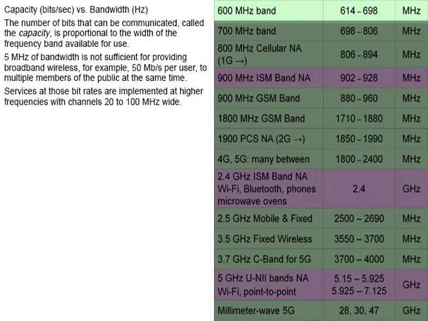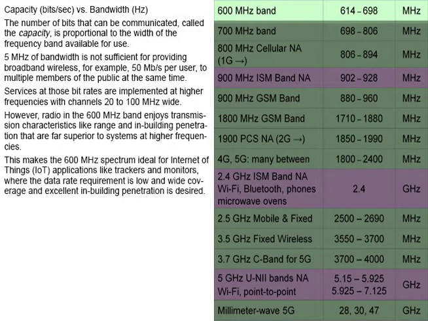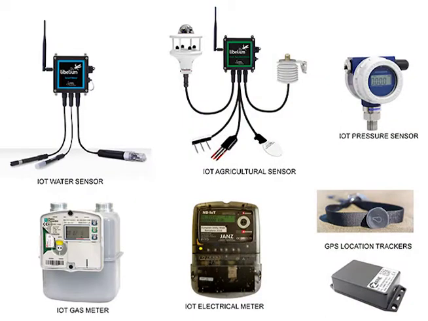Multi-user broadband is implemented at higher frequencies with channels 20 to 100 MHz wide. However, radio in the 600 MHz band enjoys transmission characteristics like range and in-building penetration that are far superior to systems at higher frequencies. This makes the 600 MHz spectrum ideal for Internet of Things applications like trackers and monitors, where the data rate requirement is low and wide coverage and excellent in-building penetration is desired.